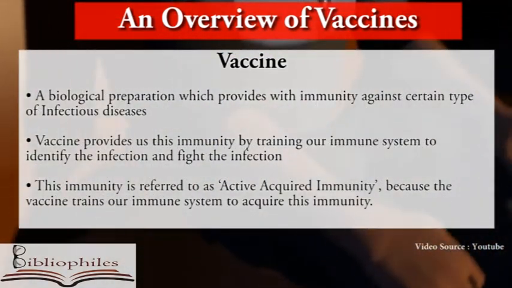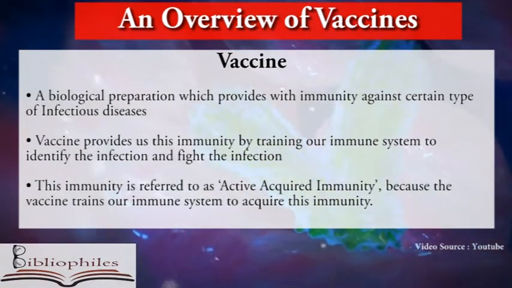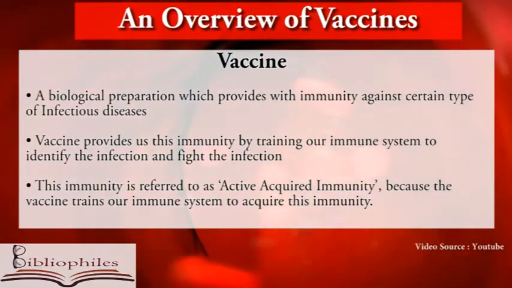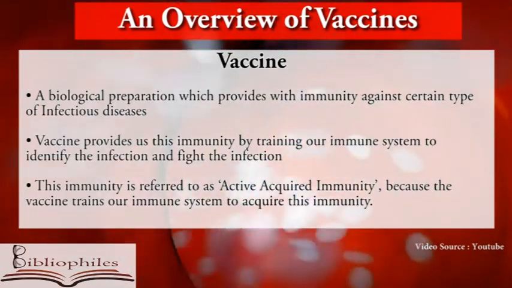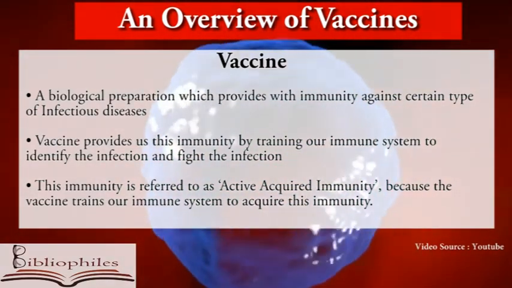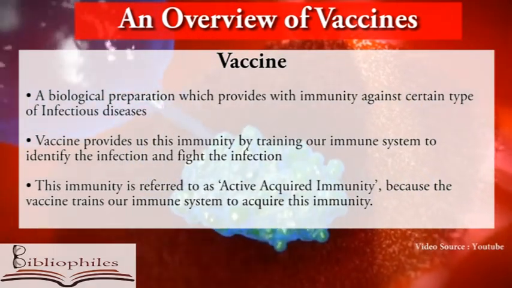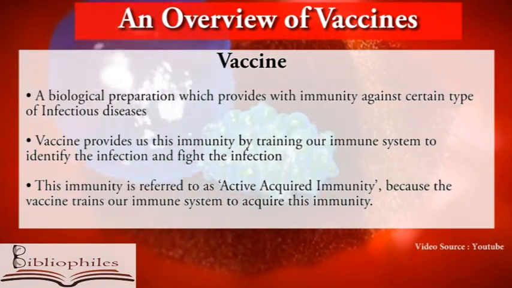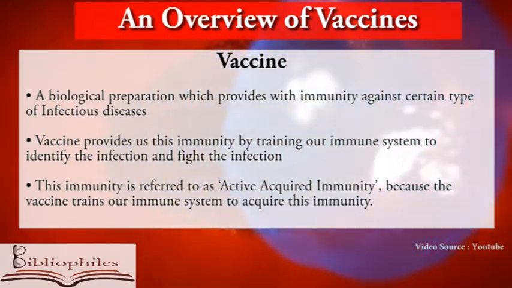See, vaccine is essentially a biological preparation which provides immunity against certain types of infectious diseases that can be caused by virus, bacteria, etc. A vaccine provides us this immunity by training our immune system to identify the infection and fight the infection. Since this immunity is not naturally present in humans, and since it is acquired through vaccines, this immunity is referred to as active acquired immunity. The vaccine actually trains our immune system to acquire this immunity.